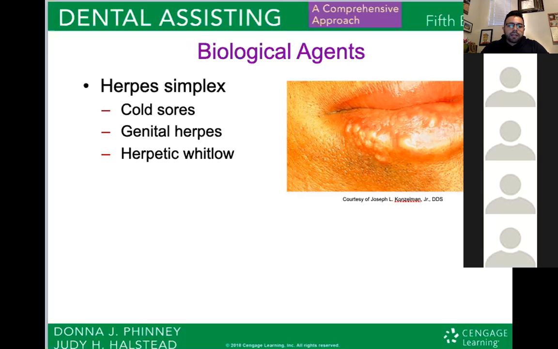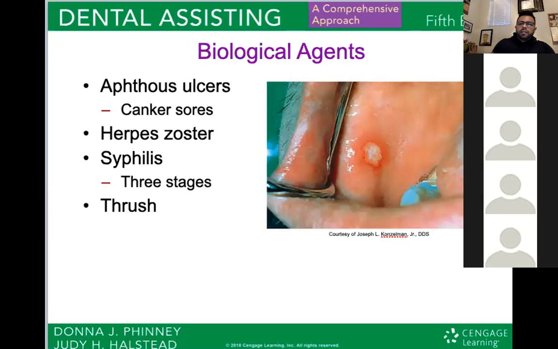Dental assistants must be really careful, especially in working with patients that have herpes, because herpetic whitlow is something that's common with people in the dental field if you're not careful. You guys stop me if I'm going too fast or you have any questions, please.